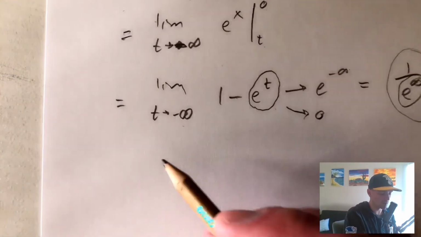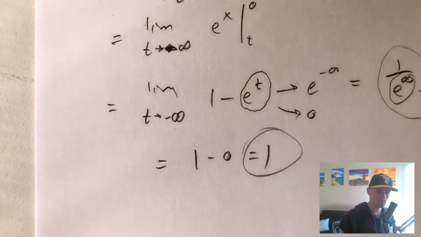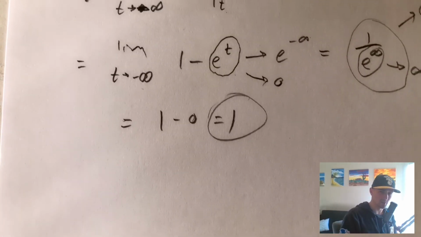So as t goes to negative infinity, we're just going to get 1 minus 0, which is just 1.